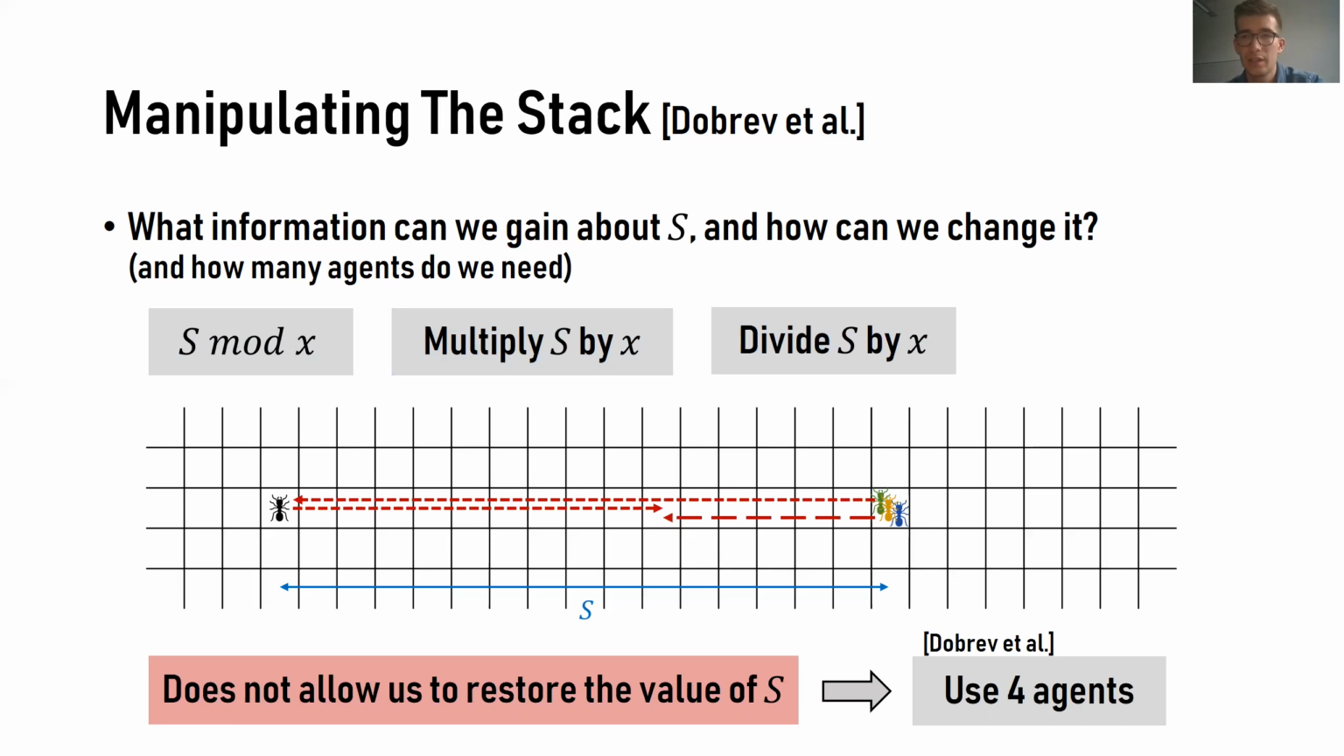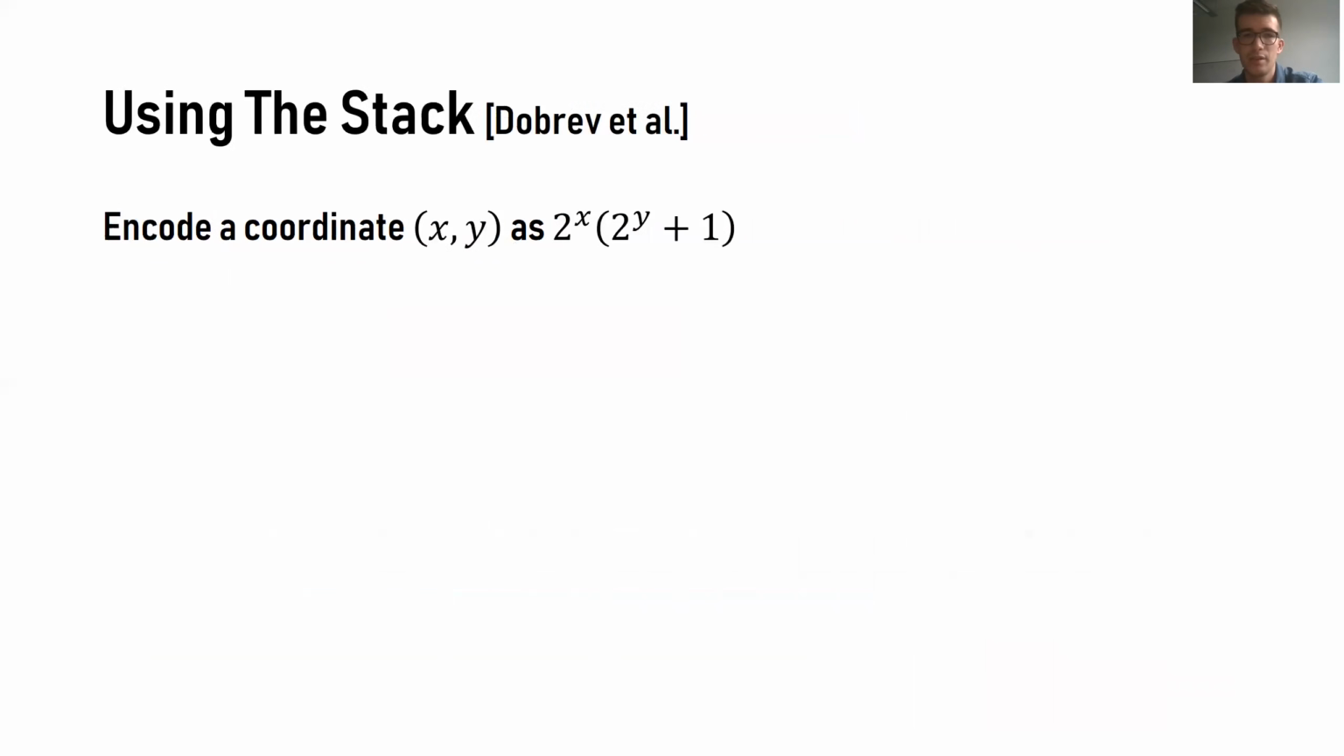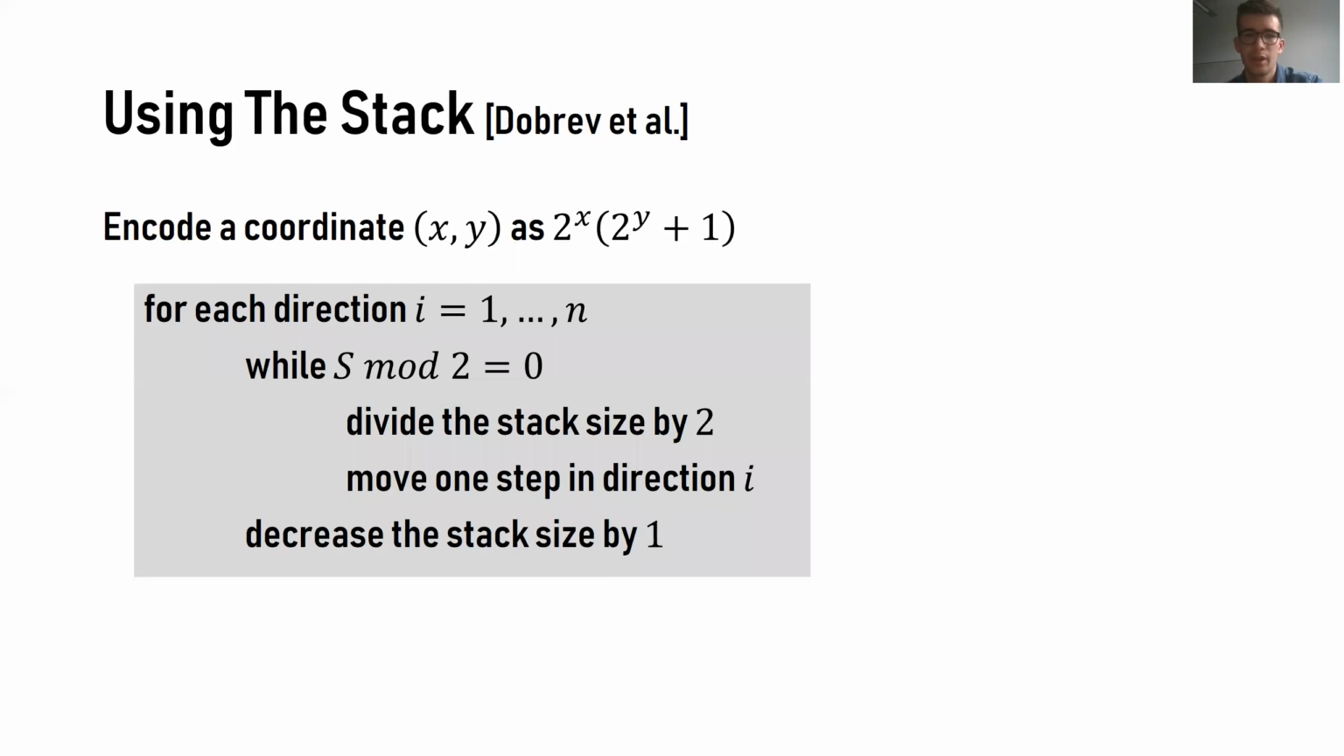Good. So this is actually already fairly close to what Dobrev et al. do to achieve the exploration using 4 agents. The only missing piece is how to encode information in this stack. So Dobrev et al. used the following encoding. A coordinate pair (x, y) is encoded as 2^x times (2y + 1). Now, why is this a good idea? Well, this allows us to read the coordinates as follows.